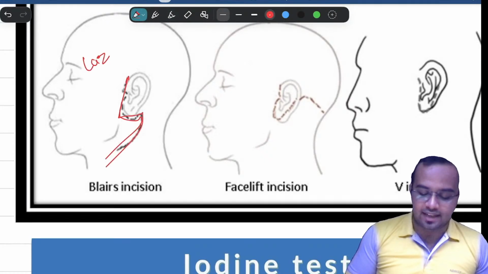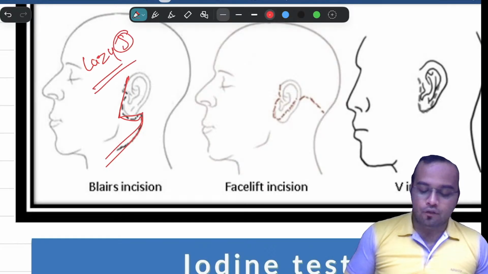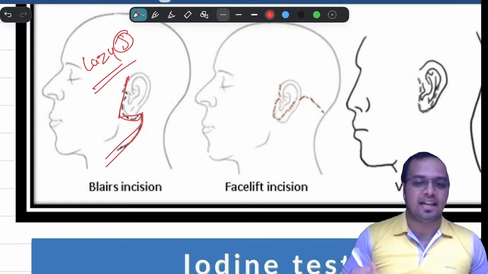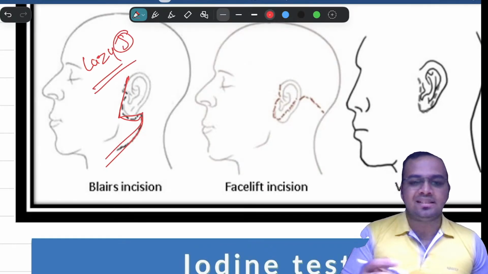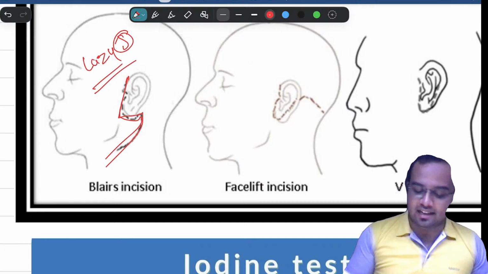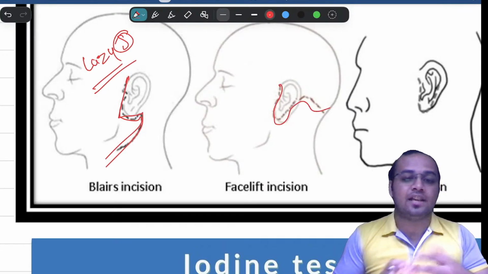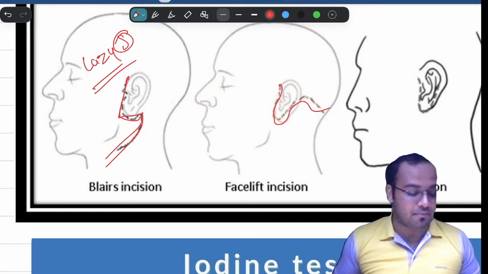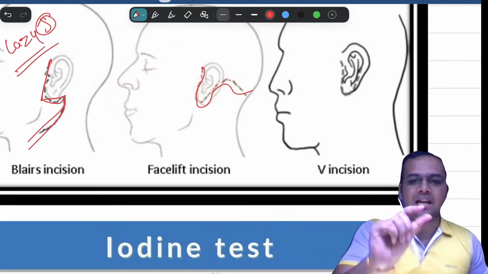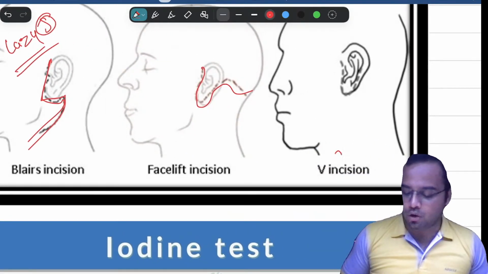It is called as lazy S incision. So when you are going to draw that S in the laziness, that is the lazy S incision. Previously, if you are going for a malignant disease, a radical excision, you can go for what is called as a facelift incision. जैसे नए cars के facelift आते हैं, वैसे facelift incision can be used. And if you are going to go for a minimal small approach, so it is also called as a small incision or a V incision.